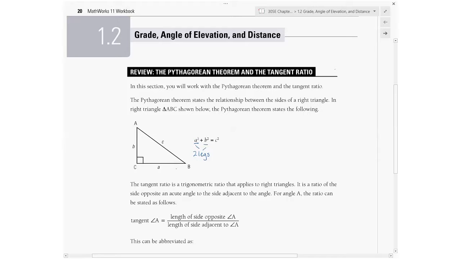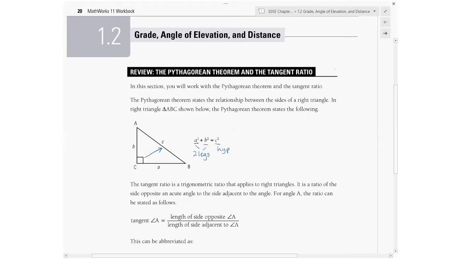Remember, in this case, it has to be a right triangle, so there has to be a 90-degree angle, otherwise this doesn't work. So for this triangle, whoops, it's not even a triangle, but there's no 90-degree angle, that one is not going to work. So we have to make sure that there is a right angle when we're dealing with the Pythagorean theorem. Those are your two legs, and this is the hypotenuse, which is the side opposite the right angle. So the two legs make the right angle, and the third side is the hypotenuse.